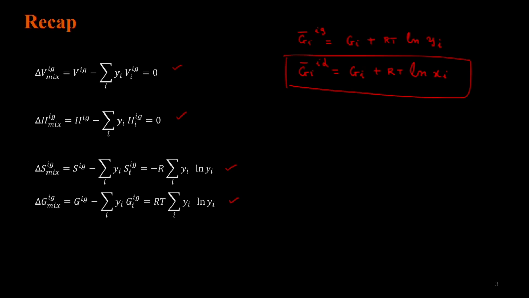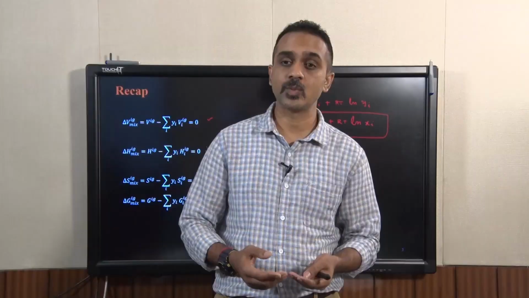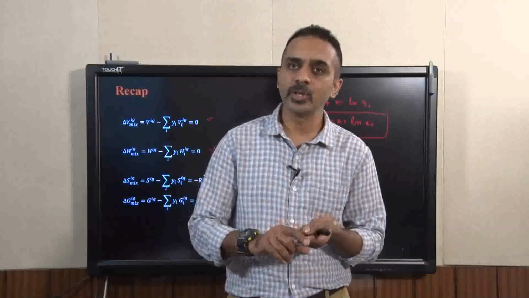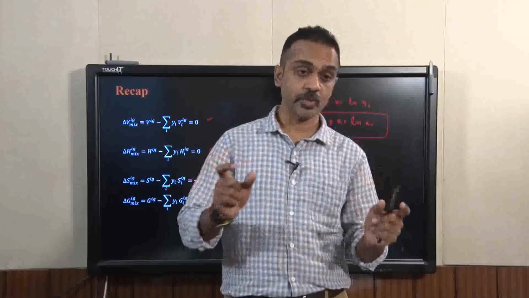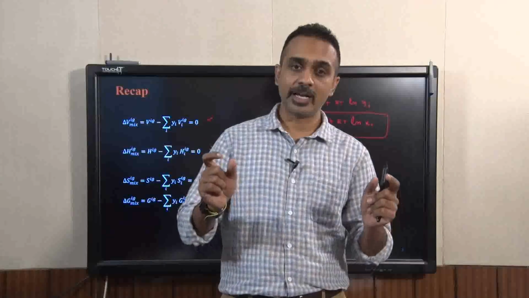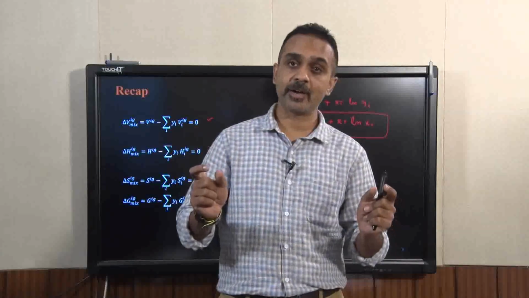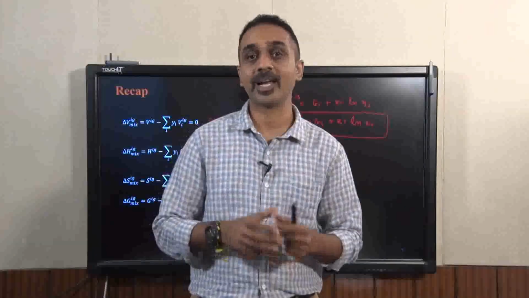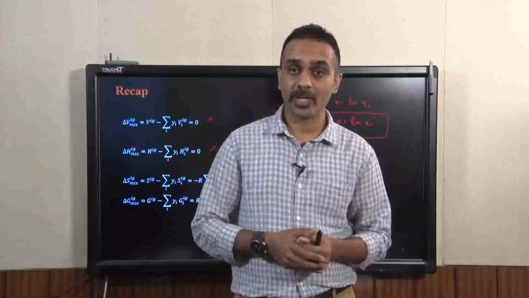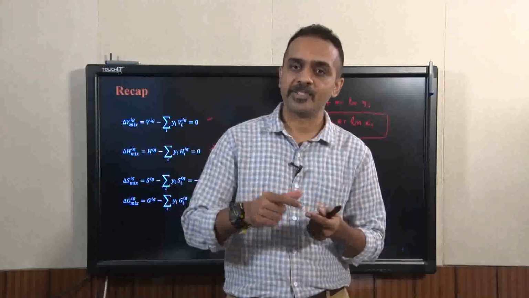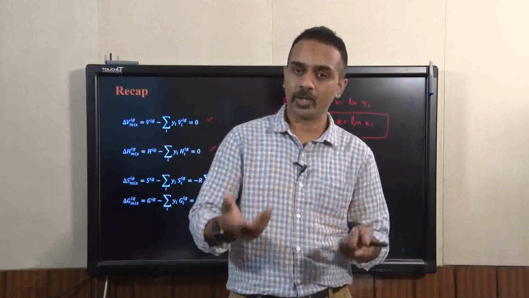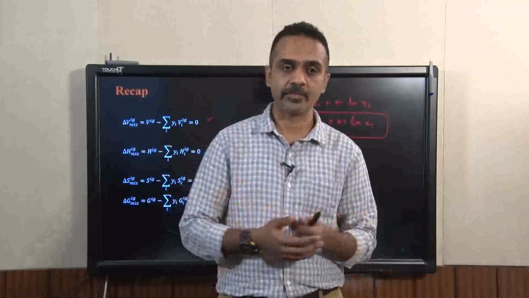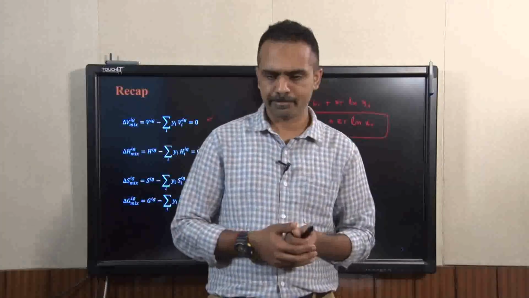Now, of course, in real life, we will not always have ideal solutions. Ideal solutions occur, as we said, when the constituents of the mixture, all the species in the mixture, have similar molecular size and similar chemical nature. For example, adjacent species in a homologous series or isomers, etc., where they are likely to occur.